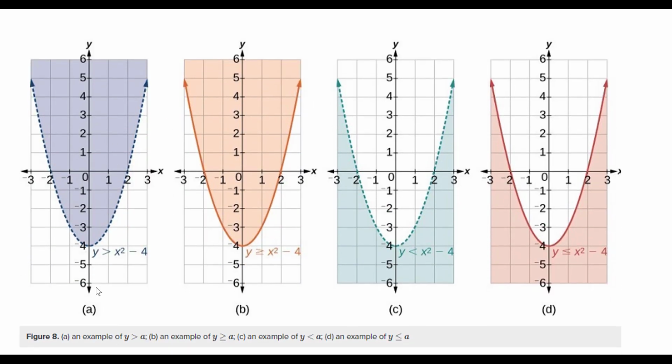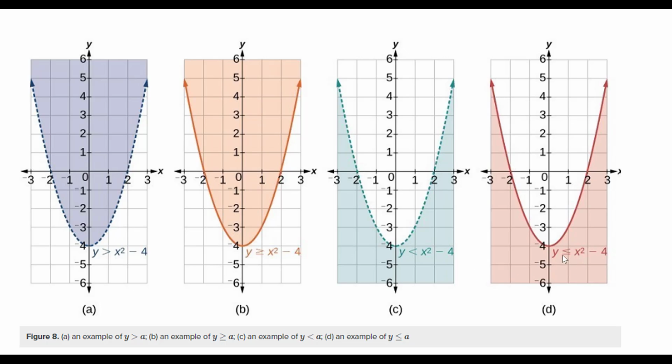So here's an example: y greater than x squared minus 4. So it's your parabola, but it's strictly greater than, so it's not going to include the line, but it's everything above because it's greater than. Here we have y is greater than or equal to x squared minus 4, so it's everything including the line, so that's why it's not dashed. Here we have y is less than x squared minus 4, so the curve, you see it's dashed, so it's not including that curve, but it's all the stuff beneath it because y is less than.